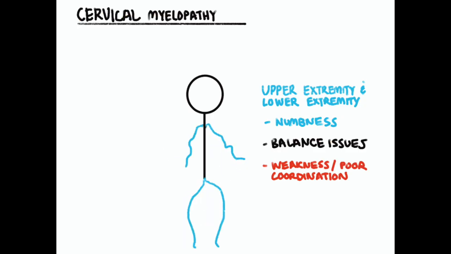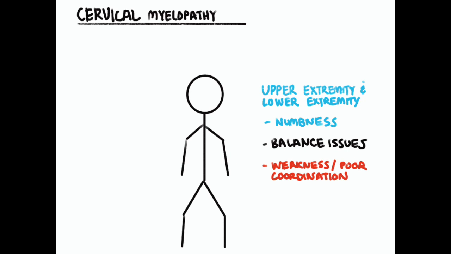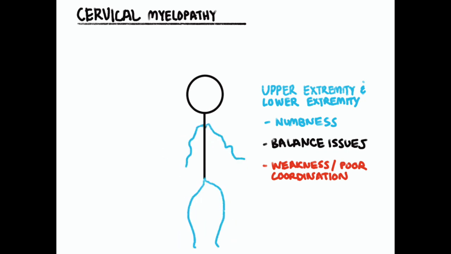Cervical myelopathy presents with upper and lower extremity numbness and weakness. Your legs become clumsy, uncoordinated, your hands become clumsy, you may have difficulty buttoning your shirt. Walking upright can become difficult. Again, if you have these symptoms, you need to seek medical attention.